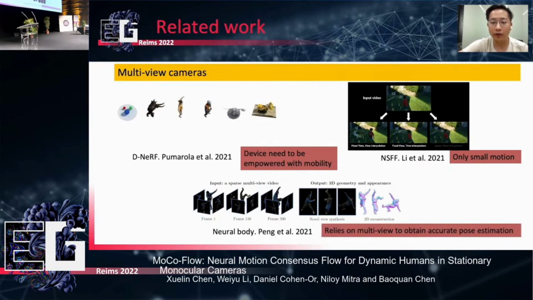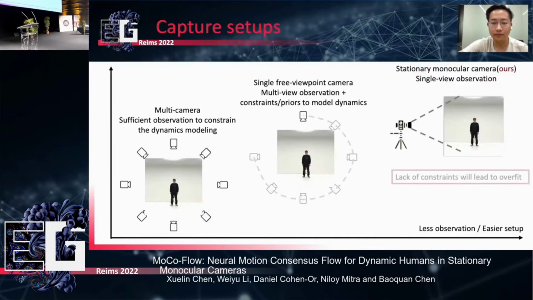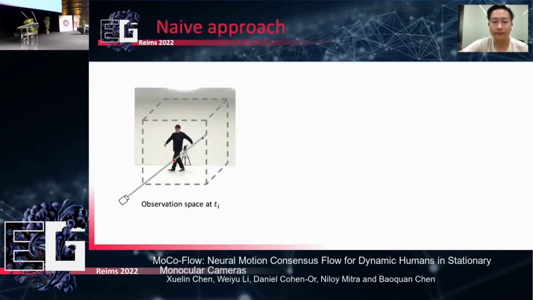Neurobody relies on multi-view to obtain accurate pose estimation for modeling. The fewer cameras or the easier the setup we have, the less observation we can utilize to constrain the dynamic human body. The problem of modeling a dynamic scene from a stationary monocular camera is significantly more under-constrained and ill-posed. A naive approach cannot deal with this overly ambiguous single fixed viewpoint setting.